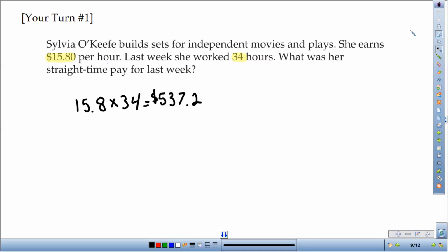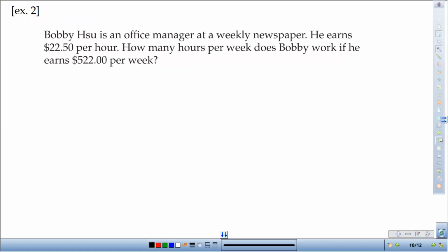All right. So the next type of problem we're going to look at is what to do if you know your hourly rate and how much you made that week. We want to find how many hours you actually earned. So the same as before, I'm going to start with an equation because that makes it easy for me to work through. So your pay, how much you get paid, is equal to your rate times how many hours you worked.